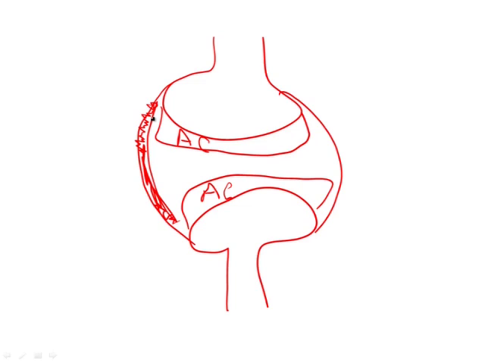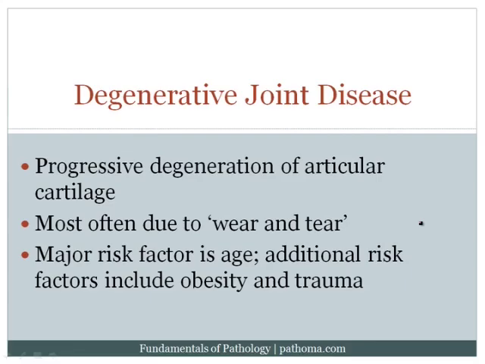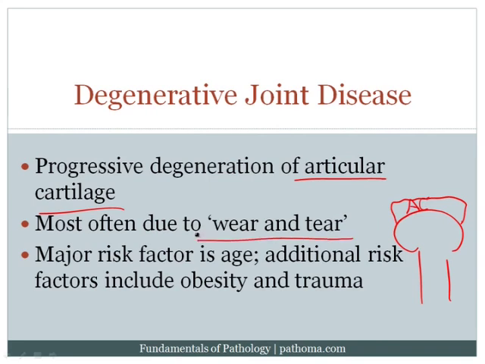Now with that background, we can then go into each of the disorders. The first disorder is degenerative joint disease. This is when you get progressive degeneration of the articular cartilage. Recall that the articular cartilage was that layer that was sitting on top of the bone that was going to help for movement between the bones. Now it's important to note that degenerative joint disease is a wear and tear disease. Once you understand that, everything else is downhill.